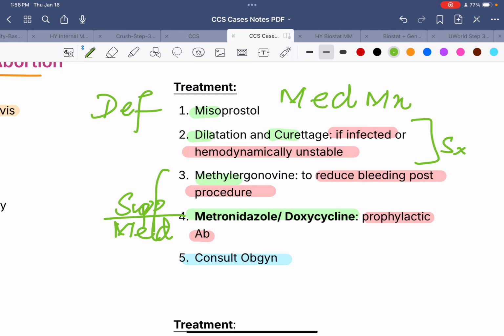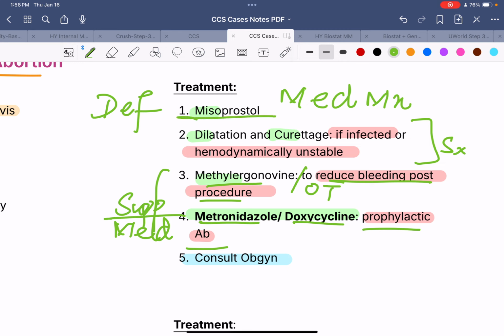So it's possible that the patient can develop a septic abortion. Therefore, you are going to give prophylactic antibiotics in order to prevent infection, and that would be either metronidazole or doxycycline. Next off, in the symptomatic management, to reduce the post-procedure bleeding, you can give methylergonovine, right? Or oxytocin as well. The first mainstay is oxytocin, and after this you can also give methylergonovine, right?